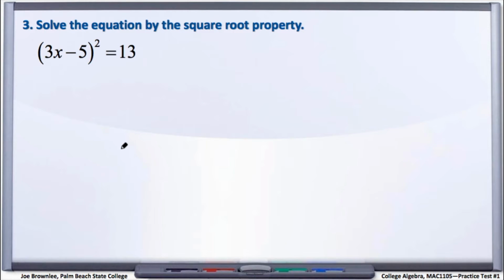All right, question number 3. Solve the equation by the square root property. So, similar to question 1 and 2, we're still solving a quadratic equation, except this time they want us to use the square root property. So let's go ahead and do that.